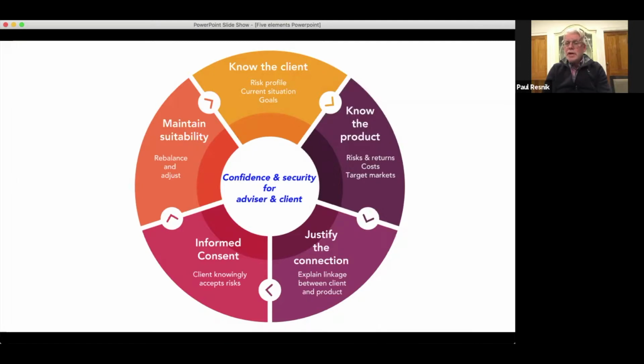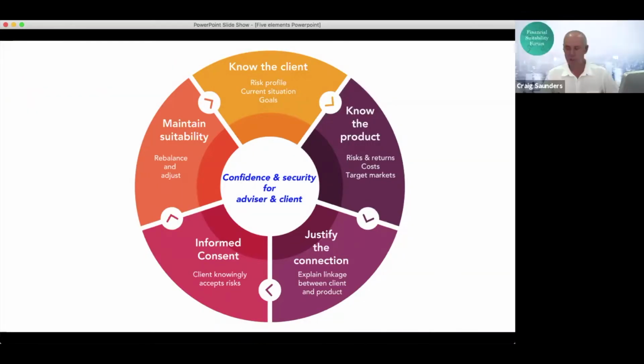So it's going to be a hard road, I think, for active managers to be able to disclose their fees and their value and get clients' informed consent, because that's effectively what they've got to be able to do. So let's go to the 5 elements now.